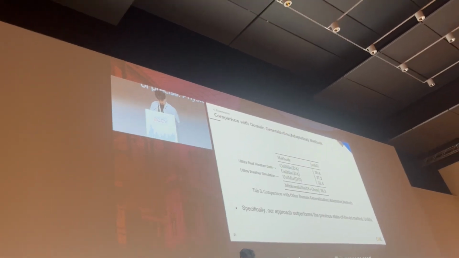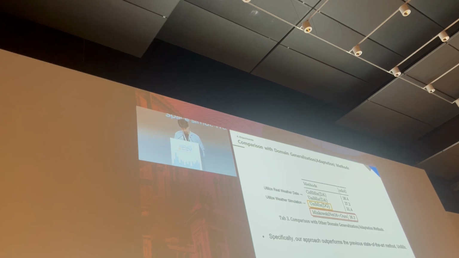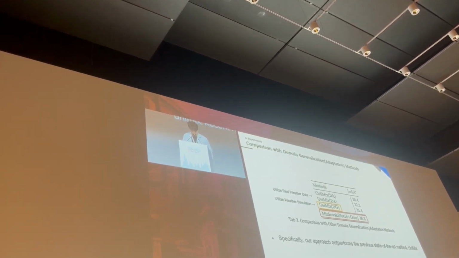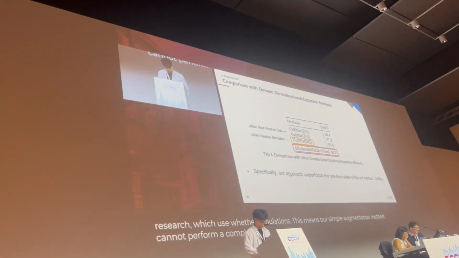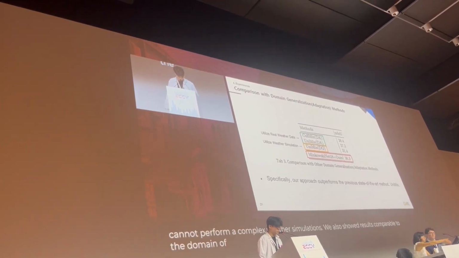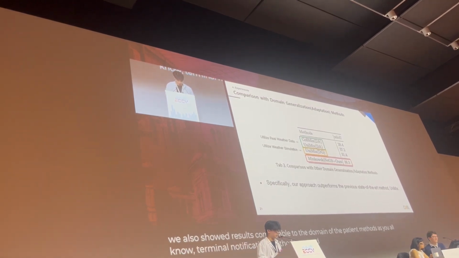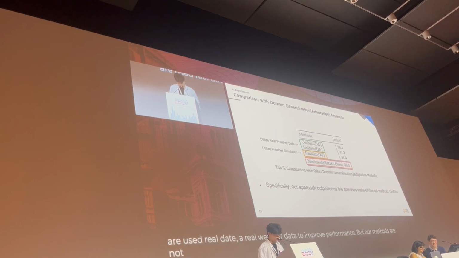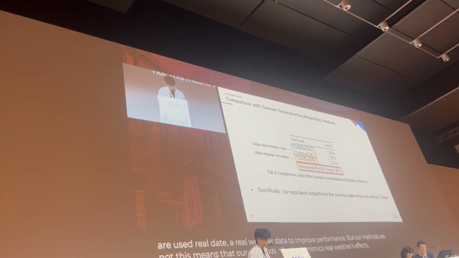We also compared to domain generalization methods. Our method outperformed UniMix, a recent work, which uses weather simulations. This means our simple augmentation method can outperform complex weather simulations. We also showed results comparable to the domain adaptation methods. As you all know, domain adaptation methods use real weather data to improve performance, but our method does not. This means that our method effectively mimics real weather effects without real weather data.